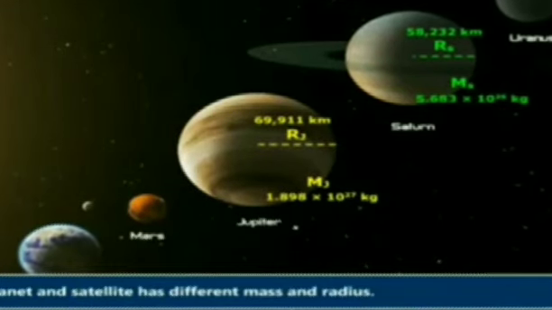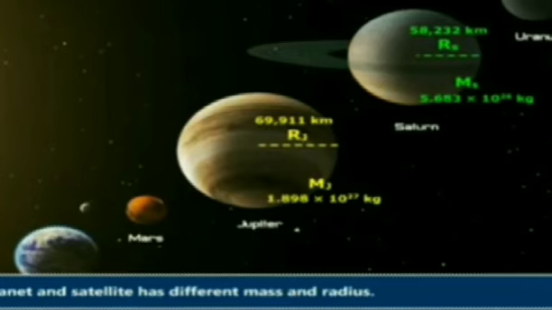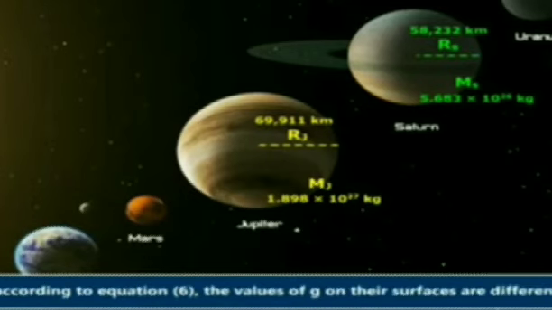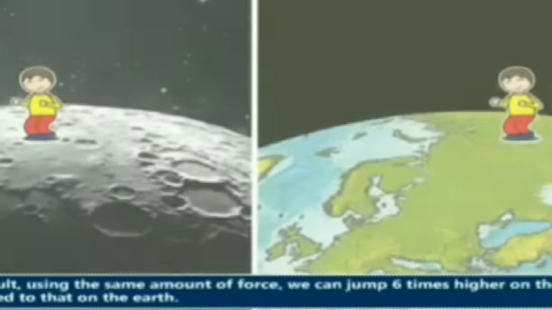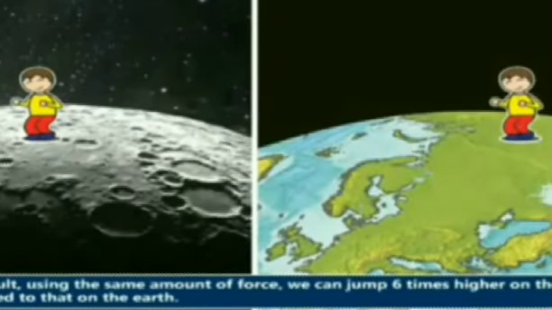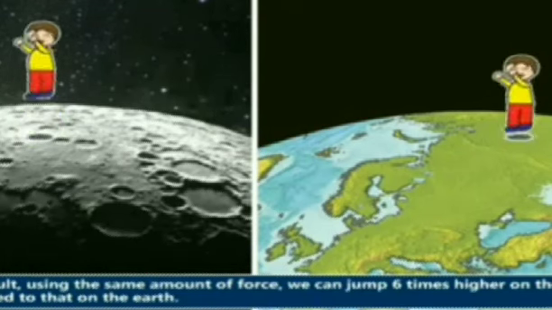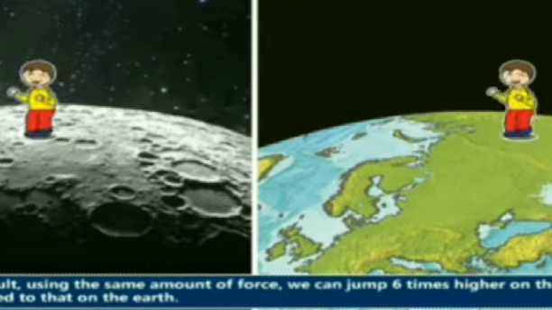Every planet and satellite has different mass and radius. Hence, according to equation 6, the values of g on their surfaces are different. On the Moon, it is about 1/6 of the value on the Earth. As a result, using the same amount of force, we can jump 6 times higher on the Moon as compared to that on the Earth.